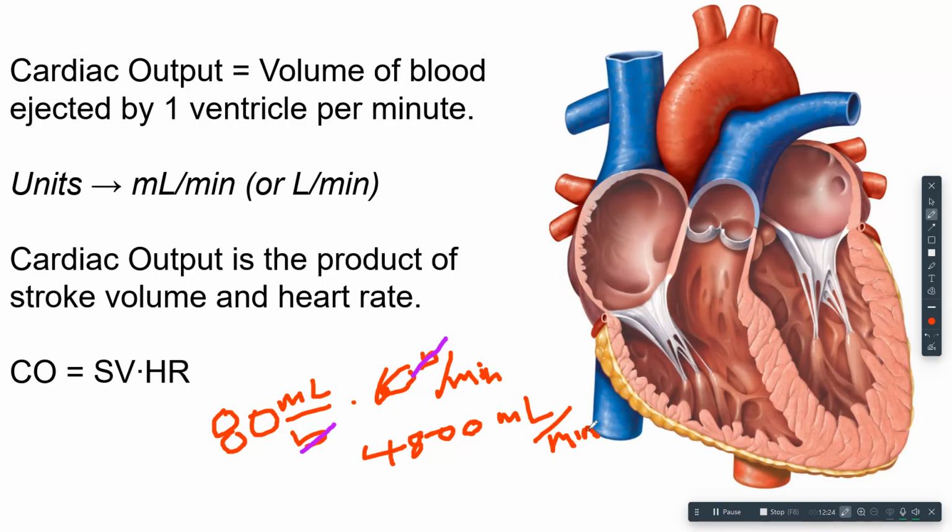Now, if I wanted to, I could then divide that by 1,000, and that would end up being 4.8 liters per minute. And that is my estimate of my cardiac output, which is the volume of blood pumped by one ventricle in 1 minute. Okay, fantastic. So that's all the measuring and figuring and estimating that we're going to do.